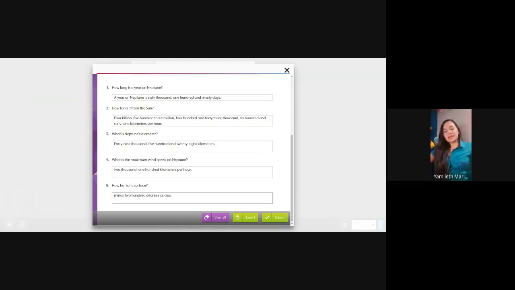In the next class, you are going to complete these activities on your Richmond Learning platform. Remember that we have enough resources to take into account to improve our language skills. So, these are the activities for today's class.